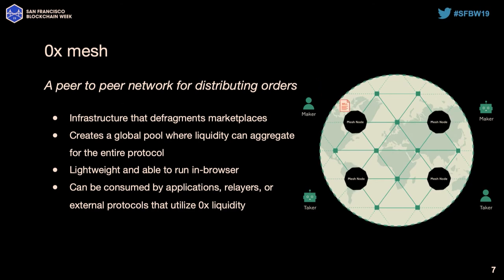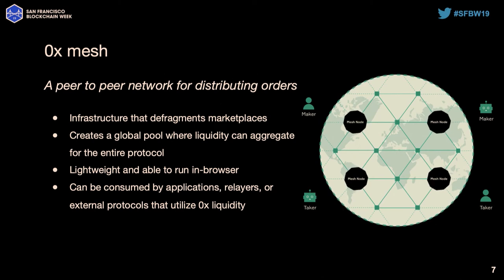One, this is what I mentioned a few slides ago. ZeroX Mesh is now in beta, and we're hoping to bring it out of beta in just a couple of weeks, along with the V3 rollout. It is a peer-to-peer network for distributing orders. It's optimized for just really quickly propagating these orders. There's no consensus or anything like that. And the idea is to create this single global liquidity pool at the protocol layer.